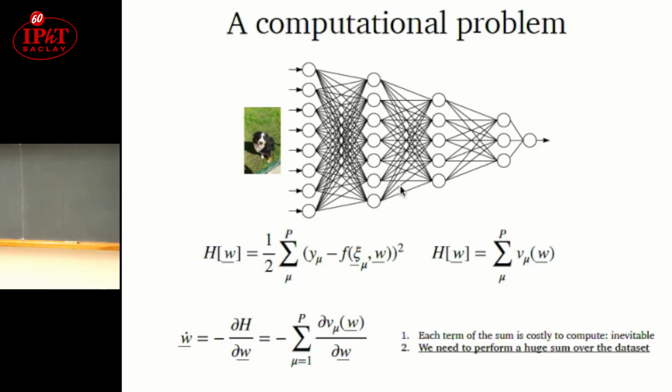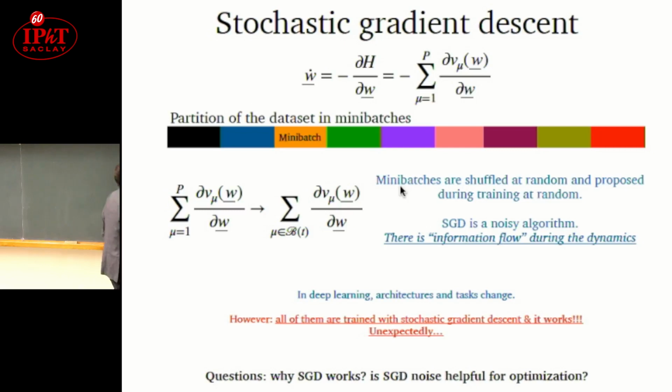So how did people come to a solution? They developed stochastic gradient descent. So the idea is the following. So imagine that you have your data set. You can decompose it into mini batches. Each mini batch contains a portion of the data set.